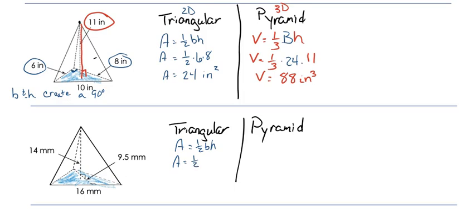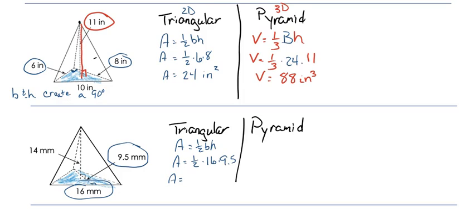Now, if I'm just looking at the triangle on the base, I don't care about how tall the pyramid is. I just want to focus on the triangle itself. Here is the 90 degree for that. So it's this side here, which is the 9.5. That's how tall it is. And then this side here is my base. So times my base of 16 times the height of the triangle itself is 9.5. So area equals half of 16 times 9.5.